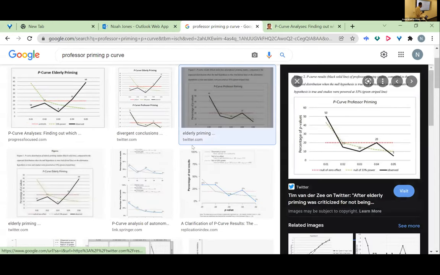This is the p-curve for professor priming. I believe it has to do with something increasing your attention or acuity if you're primed about being a professor. I need to explore that a bit more.